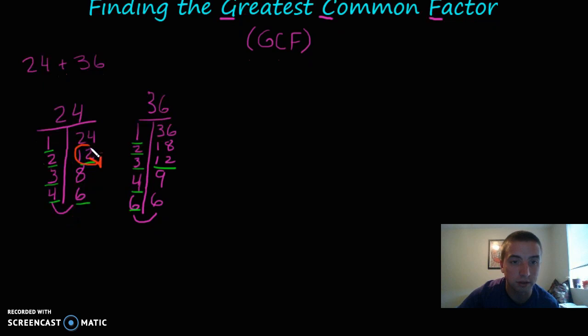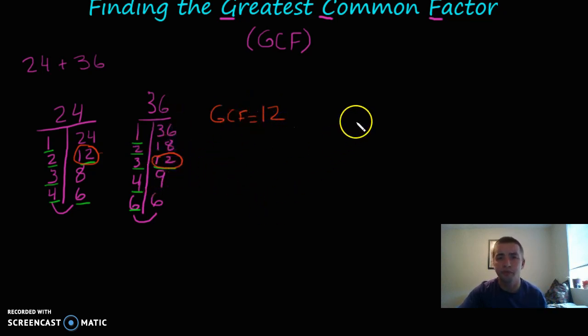And then the greatest common factor is the biggest number that they have in common. So my GCF is 12. Okay? And you do the same thing if you have more than 2 numbers as well.